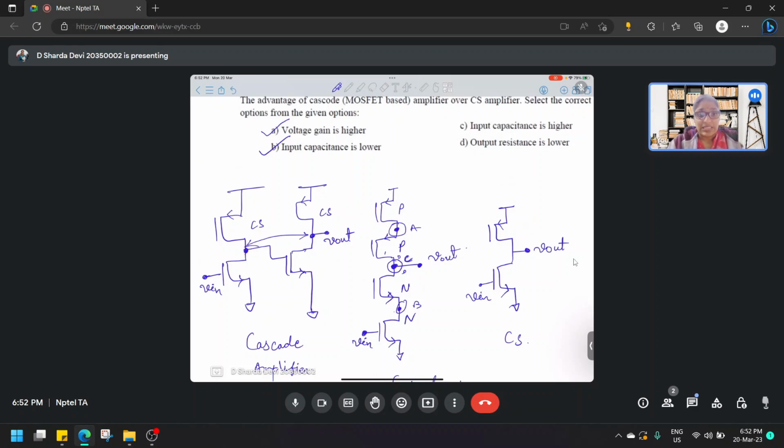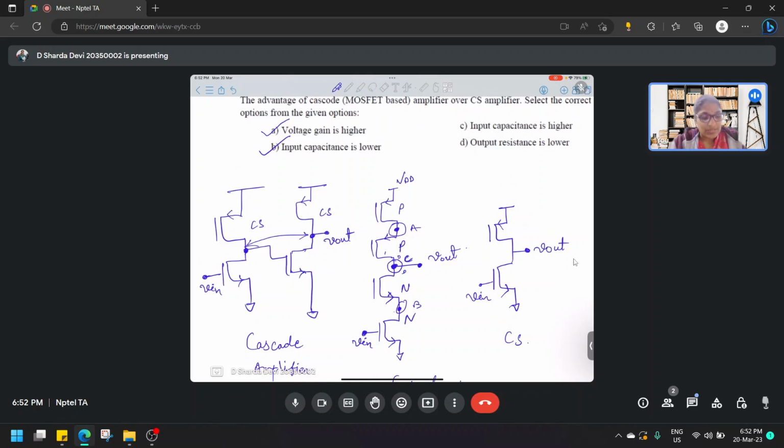But what are the disadvantages of having a cascade amplifier? As you can see, from VDD to ground, there are 4 transistors which are going to drop the voltage. So it is actually affecting the swing. We will not be able to see a significant amount of swing in the transistors.